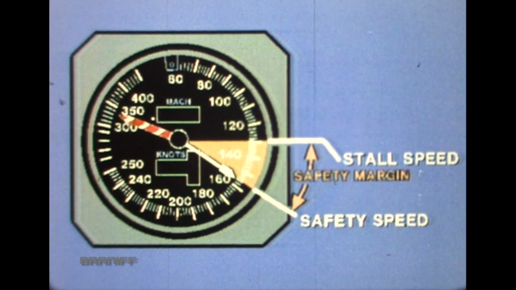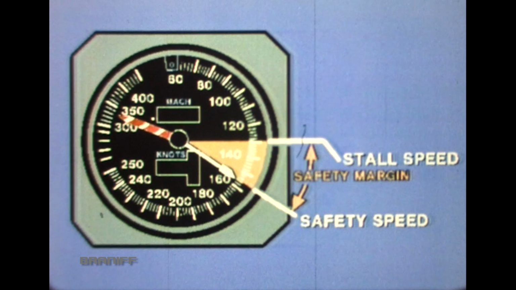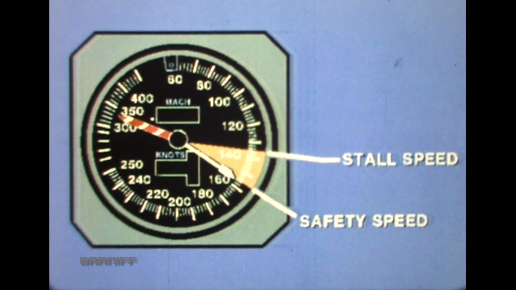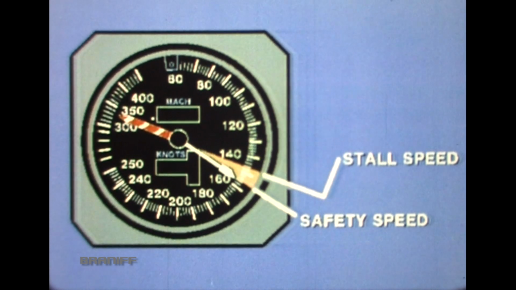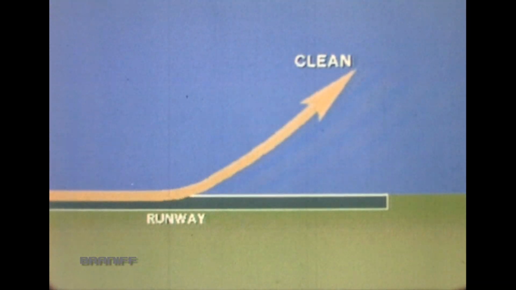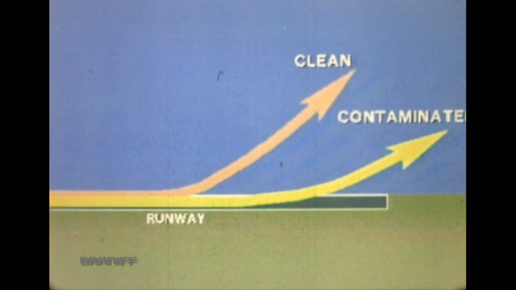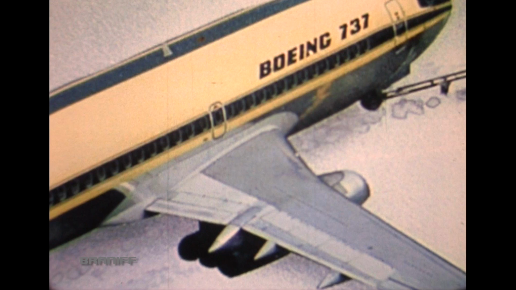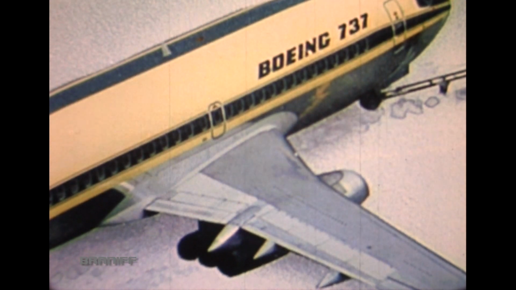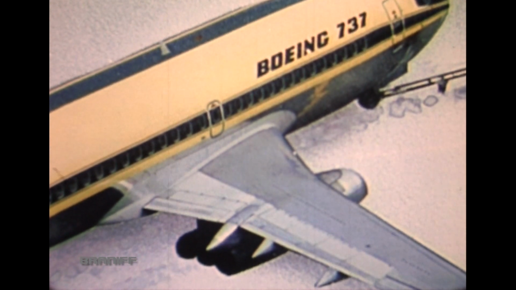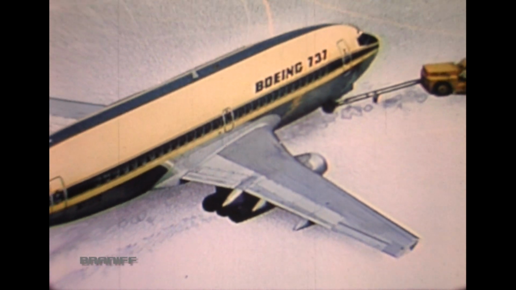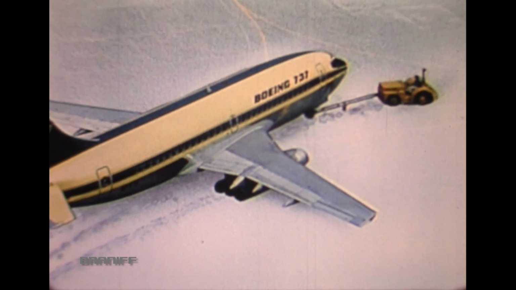The operational impact of contaminated surfaces is the increase in airplane stall speeds, thereby reducing or eliminating the required safety margins, and the reduced acceleration and climb capabilities caused by lift loss and additional drag. Therefore, it is necessary that all airplane surfaces are kept clean during cold weather operations. This is the intent of U.S. Federal Aviation Regulations.